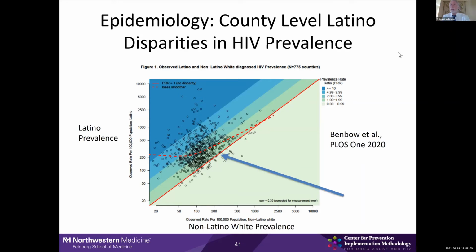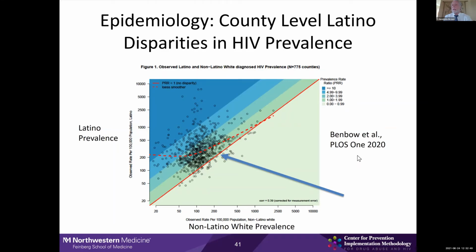So here's some work that Nanette Benbow has led in our group that came out last year around the epidemiology. It's county-level Latino disparities in HIV prevalence. On the x-axis is the non-Latino white prevalence. On the y-axis is the Latino prevalence. And this arrow points to the y equals x line. That's when there is no disparity.